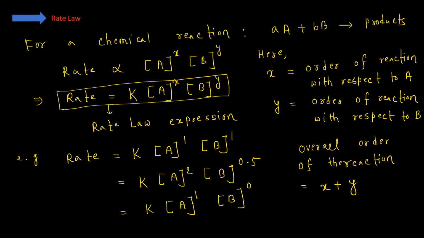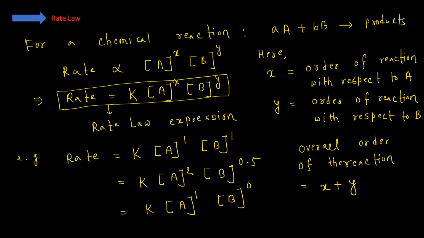In the third rate law expression, we can see that the concentration of B has power 0. That means the order of the reaction with respect to B is 0. That means if we change the concentration of B, the rate will be same as the previous rate. So the rate will not be changed with respect to B.